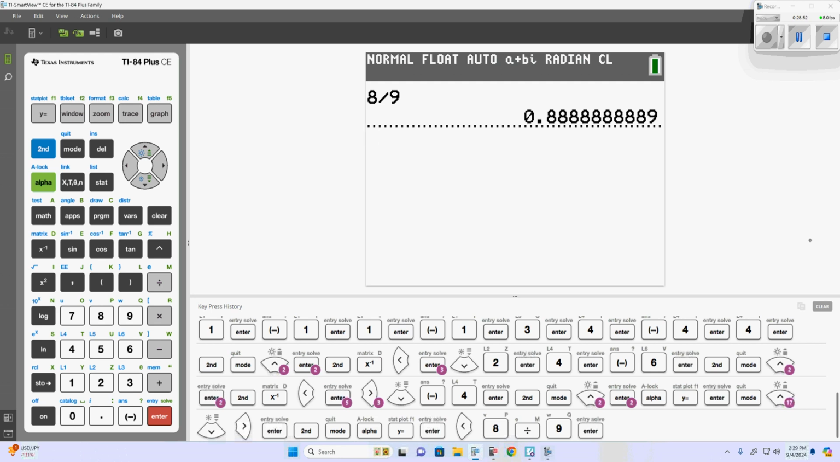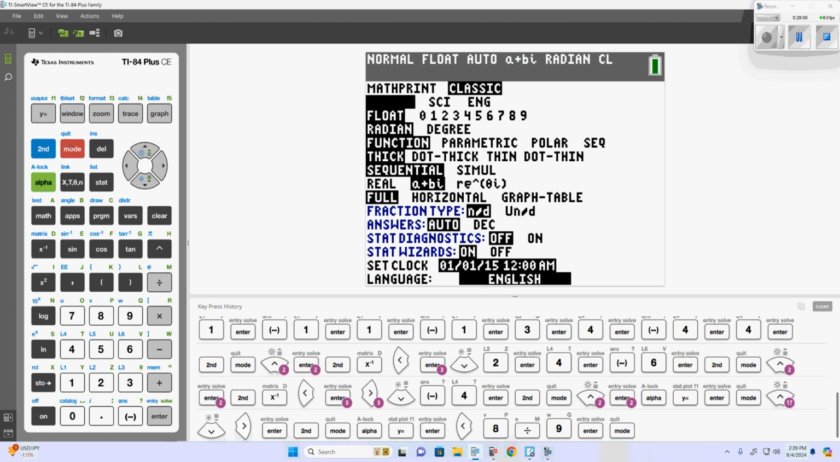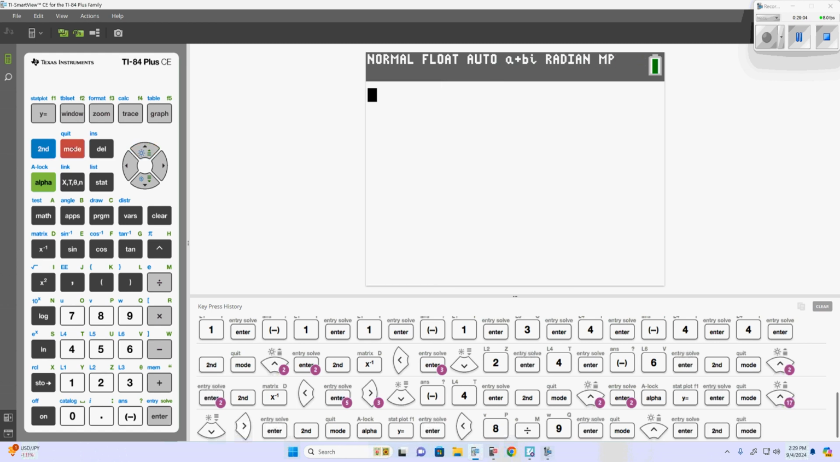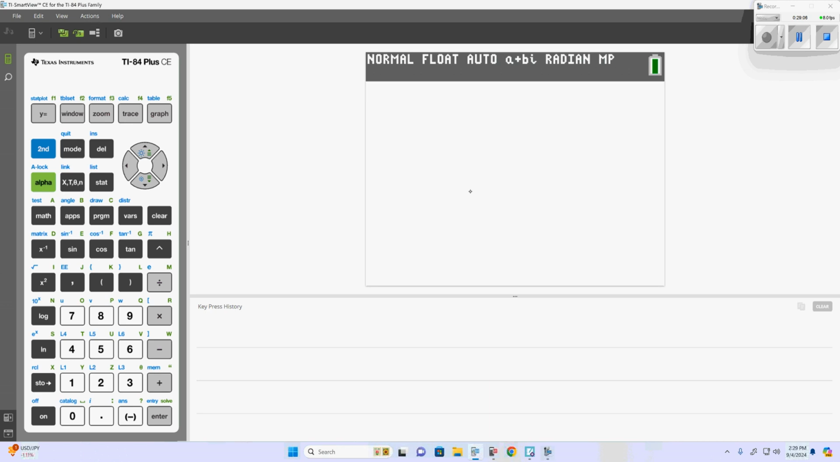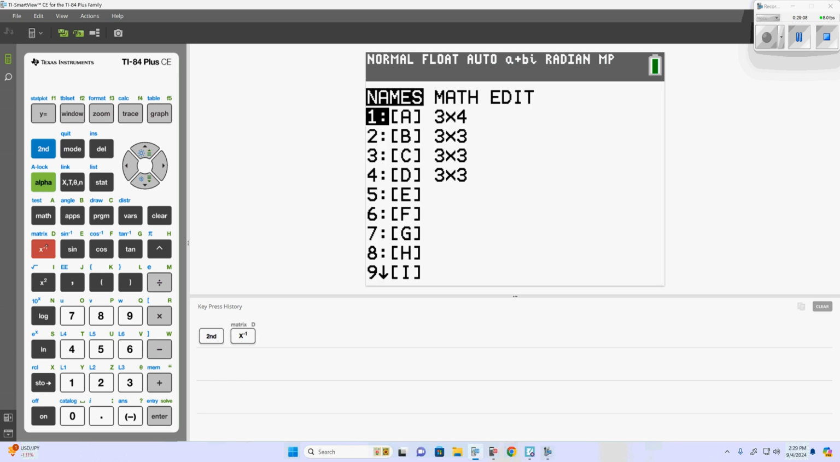So, first thing you want to do: second matrix, second x to the negative 1. Second x to the negative 1. And I want to turn this here. Let's clear this out. Clear. Second x to the negative 1. So, we have this here.